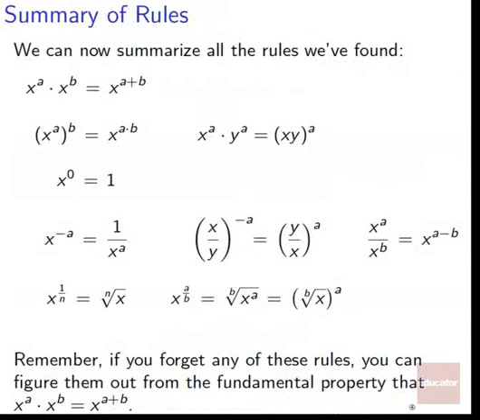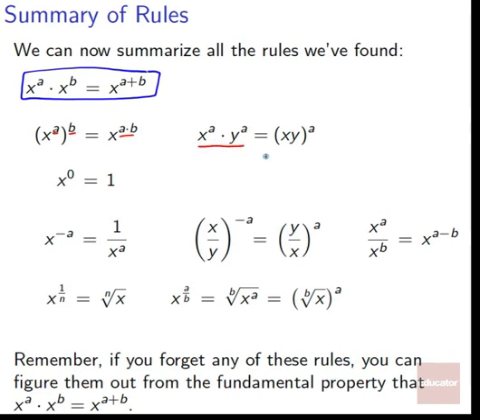Cool. At this point, we've got a lot of different rules and we can see a summary. So our first, foremost, most fundamental rule of all is this idea right here: x to the a times x to the b equals x to the a plus b. From there, we are able to figure out all these other rules. (x to the a) to the b is equal to multiplying the two exponents together. So if we've got two different exponents raised on one thing, it multiplies them together.